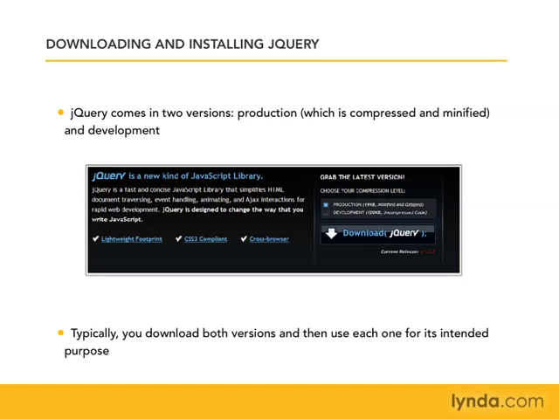And there's no real differences between the code. The only real difference is that the production version has had some compression applied to it to make it a lot faster to download to your users' websites.